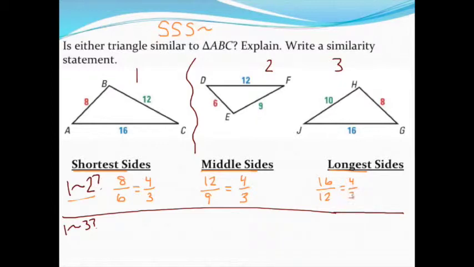It's also 4/3. And so what I can do is say that yes, triangle 1 and triangle 2 are similar to each other because of side, side, side similarity. All three sides have the same ratio, the same scale factor, which is 4/3. I can go ahead then and write a similarity statement.